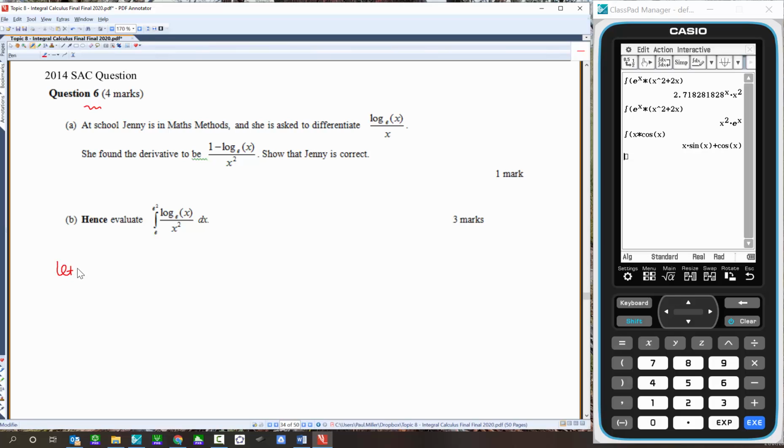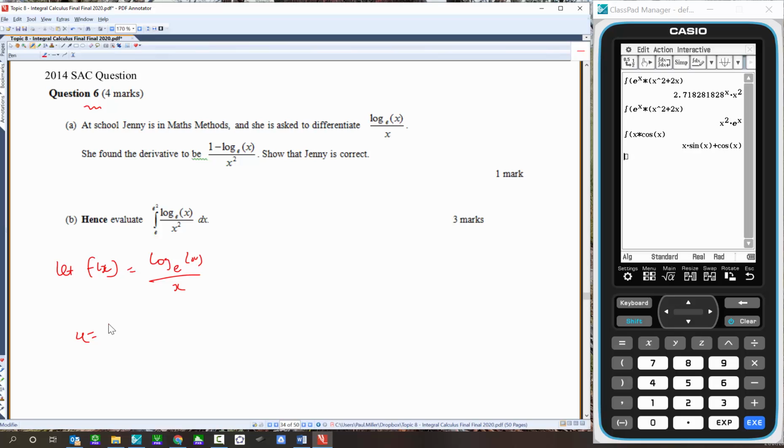I'm going to say let f of x equal log e x over x. All right, so what do we got here? Well, we've got the quotient rule. So I know I said that it's usually product, but quotient works as well. So remember, if you jump straight to part B as well, you would have to try and integrate something that was reverse quotient, and we just can't do that. I haven't taught you that.